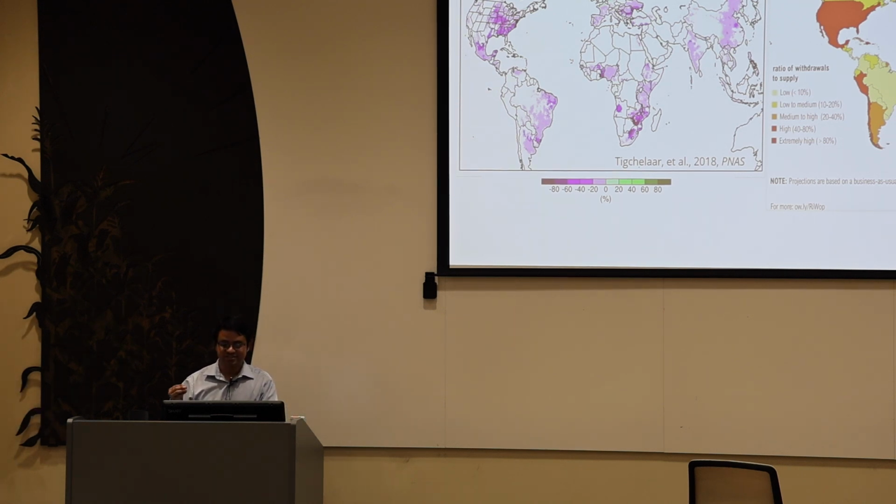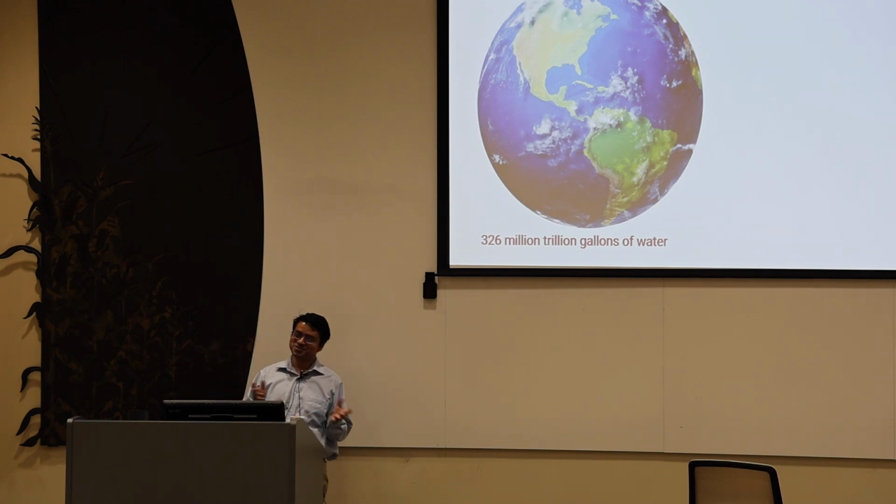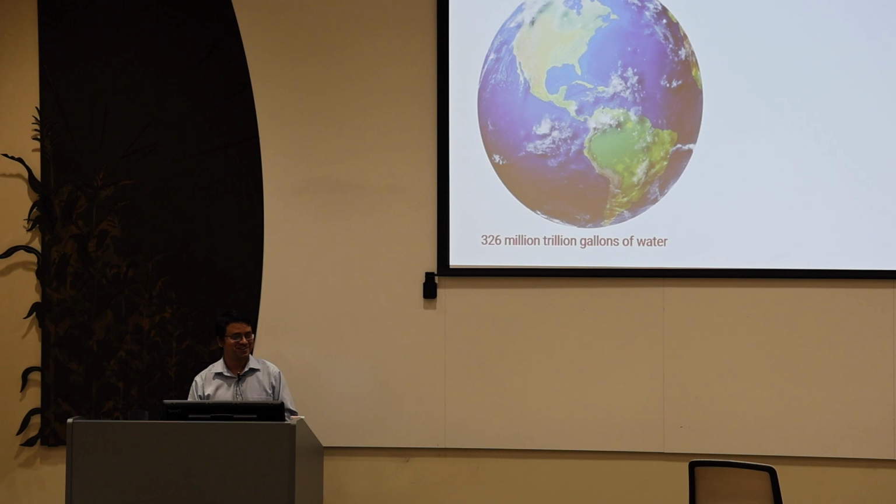So the main challenge here is how do we use water effectively. But then we all know that there's a lot of water on Earth, right? If you count the number, this is 326 million trillion gallons of water. So how many zeros are there? You figure it out, right? So there's a lot of water on Earth, right?